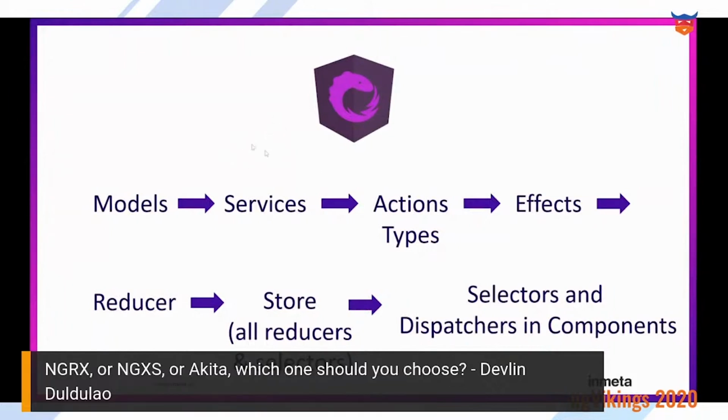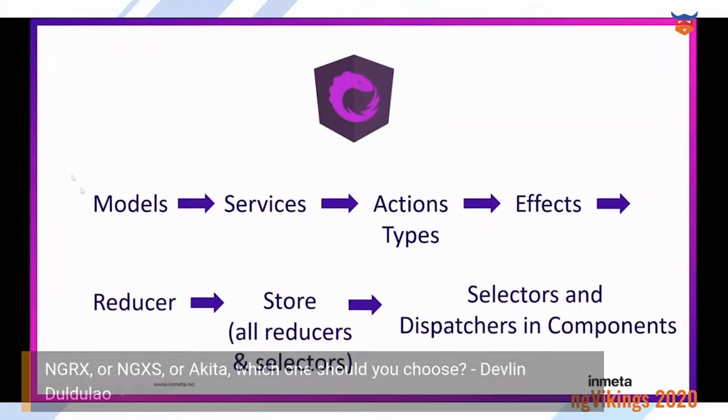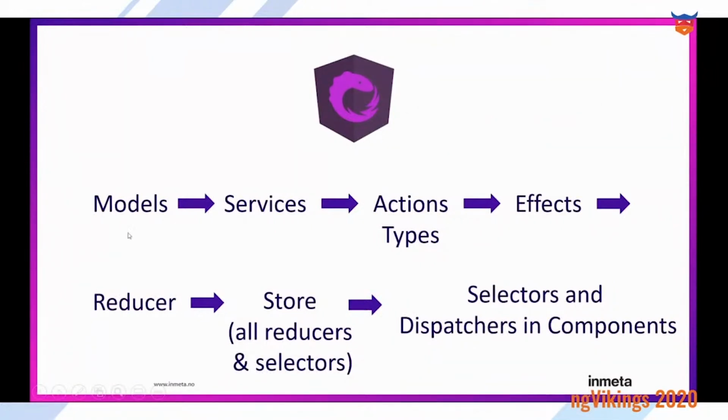For me, it's better to have this kind of process or steps, because it's hard to remember all of this. So I normally go here. Writing models first, and then services, then action types, and then effects, and then the reducer, then the store, where you combine all the reducers and selectors. And in your components, now you can use the selectors there to retrieve data, and dispatch also in your components. So dispatchers are responsible for sending actions to the reducer. So yeah, this is it.